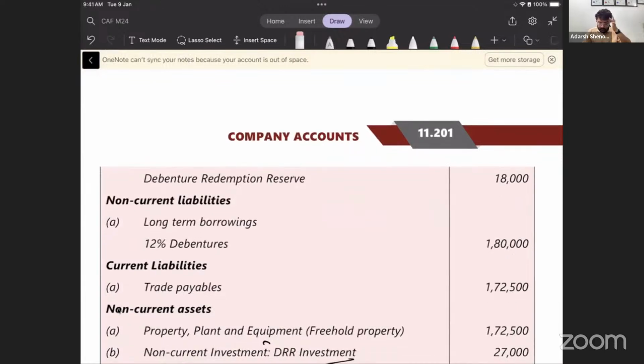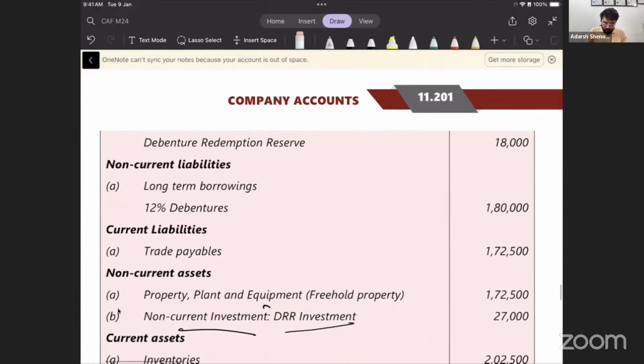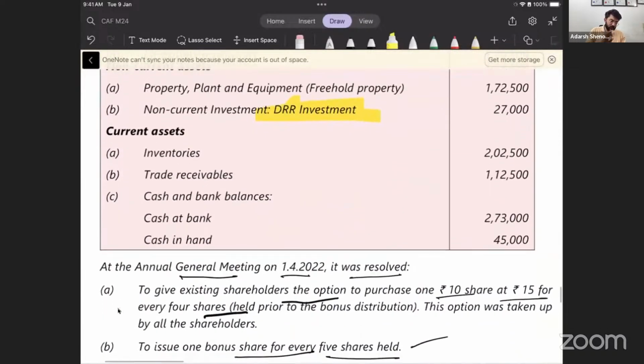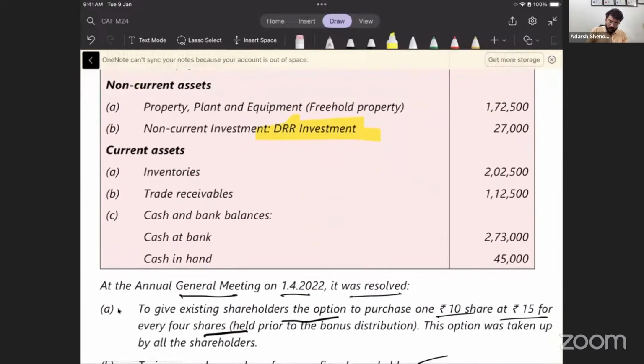Non-current liability, debentures 1,80,000. So 1,80,000 into 10%. DRR is enough, so we don't have to create any DRR. What they made is sufficient. Trade payables are given. Non-current investment, the DRR investment, they have made this too, so I don't need to do it again. Let's see if it is enough. 1,80,000 into 15% investment, 27,000, is enough. Nothing more to do. Inventories, trade receivables, cash in bank, cash in hand are given.